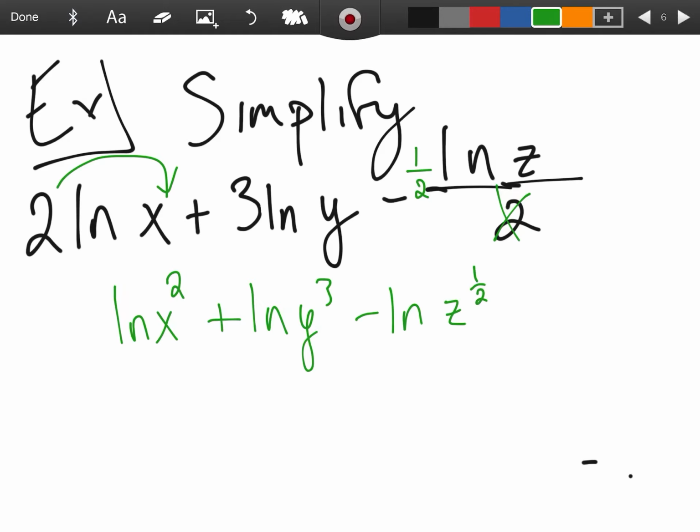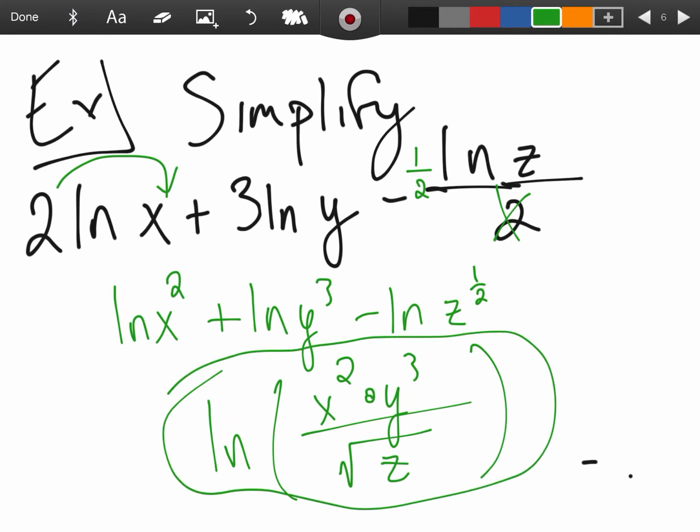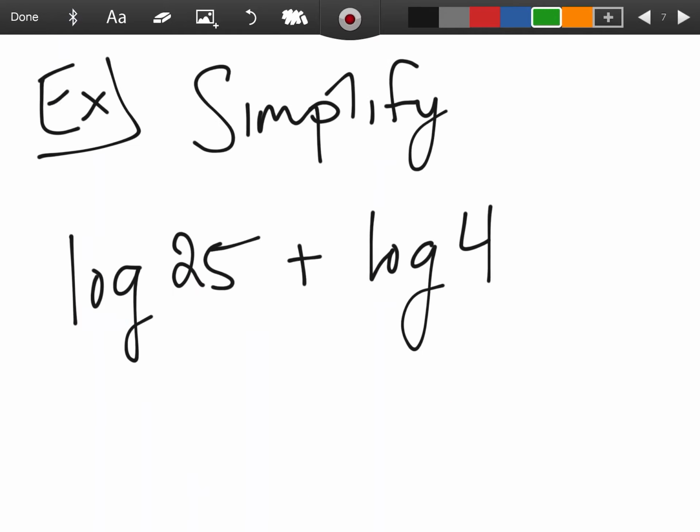All right, well now let's combine these and write them as one natural log. So the natural log of x squared times y cubed, and then over z to the 1/2, which of course is just the square root of z. All right, so we've got x squared times y cubed divided by the square root of z. That's how we are going to simplify this expression.